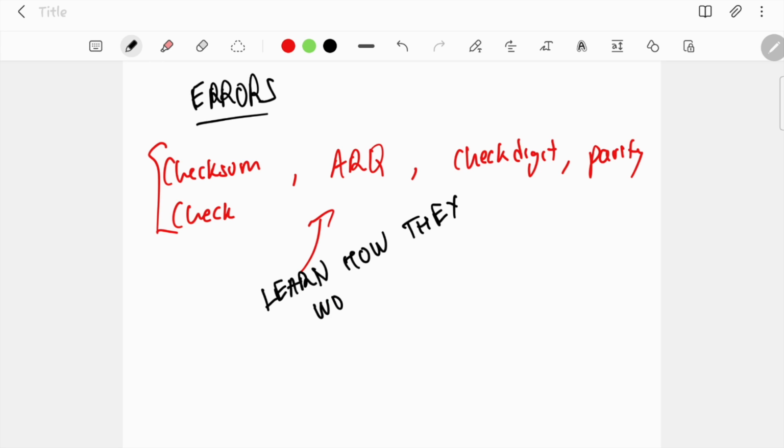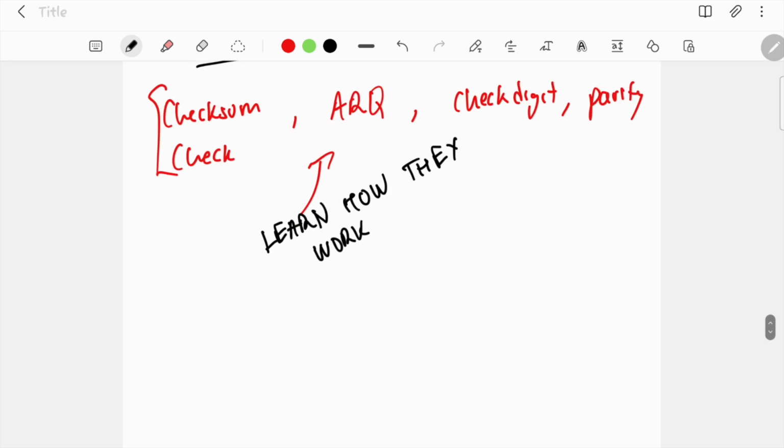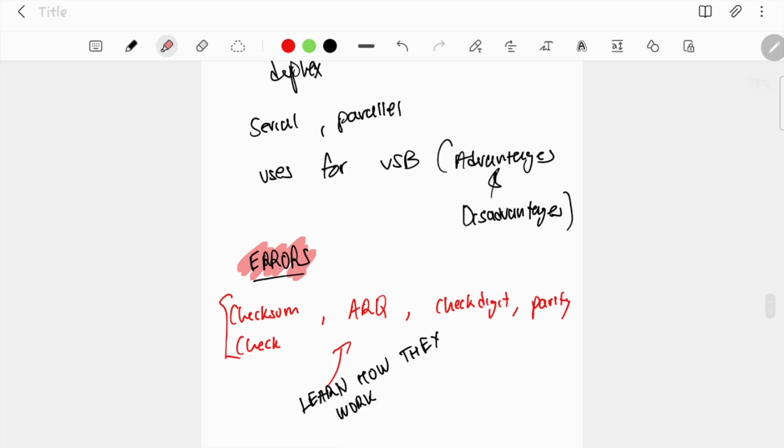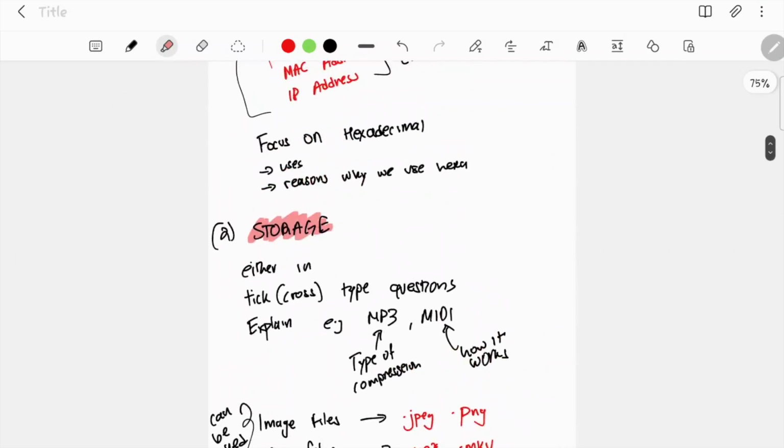Usually if they come, they usually say, how does ARQ work? So here you would mention stuff about acknowledgements, timeouts. If it's check digit, mention that it is a calculation that is done. If it's parity check, odd, even. So learn how they work. Errors, big topic, can come.